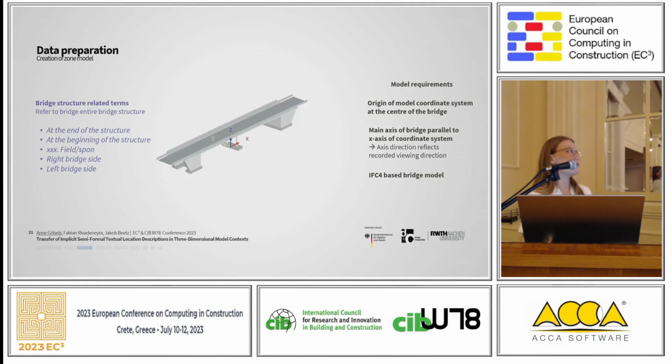And for that we first have to align the bridge model to our process. And we say that it's mandatory that the origin of the model coordinate system is at the center of the bridge, and that the x-axis is the main axis of the bridge. And based on that, we can say now that all negative x values refer to front and all positives to rear. And because we're looking from front to rear, that is then defining the viewing direction.